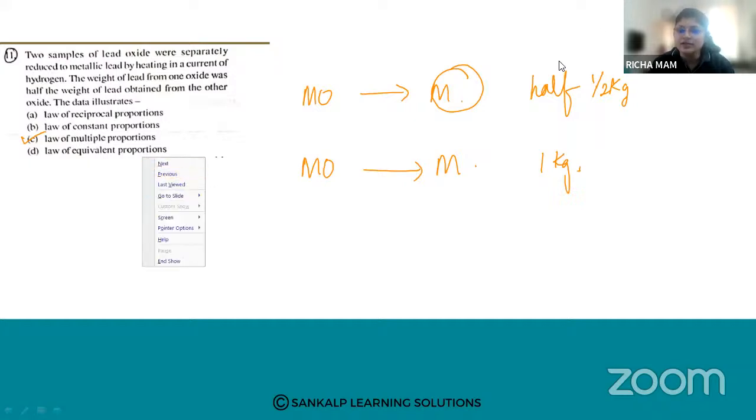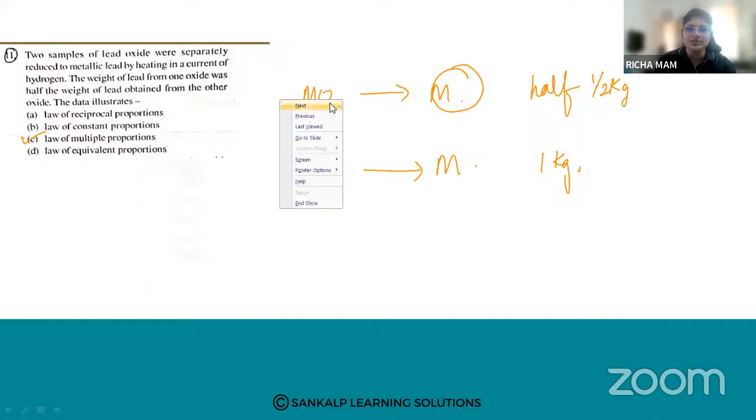So in one, the metal obtained is half, in another it is different. These two metals are forming corresponding oxides, and these oxides are reduced to the corresponding metal, that is lead. Their ratios are different. So this is with respect to multiple proportion.